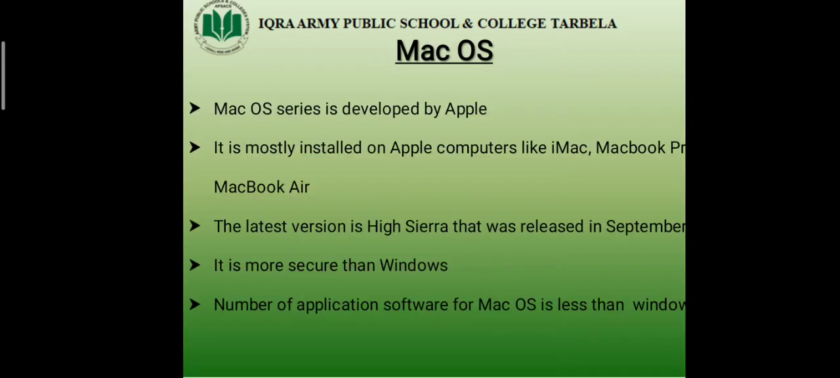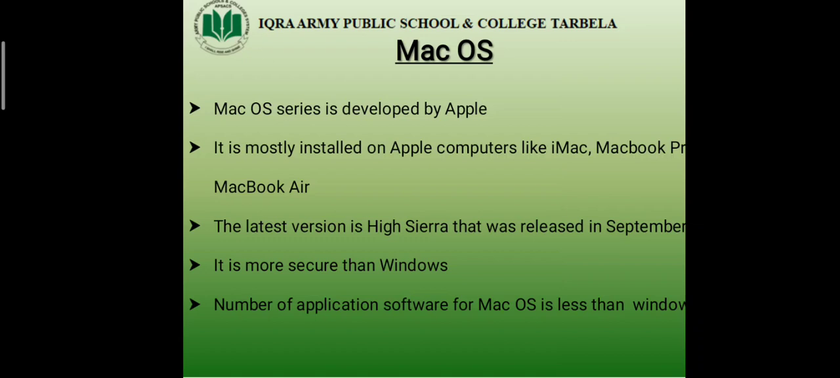The next commonly used operating system is Mac OS. Mac OS is a series of operating systems developed by Apple. Mac OS is mostly installed on Apple computers like iMac, MacBook Pro, and MacBook Air. The latest version of Mac OS is called High Sierra, that was released in September 2017. It is a more secured computer system as compared to Windows operating system.